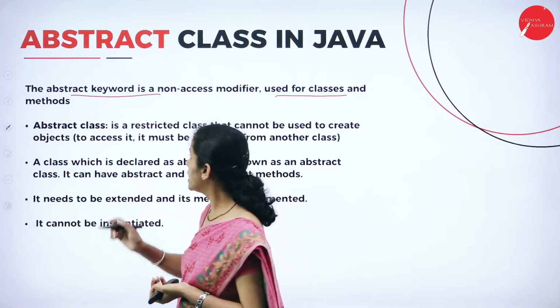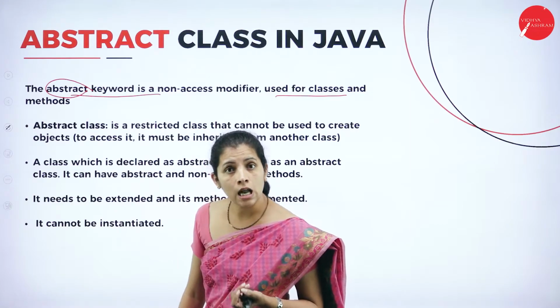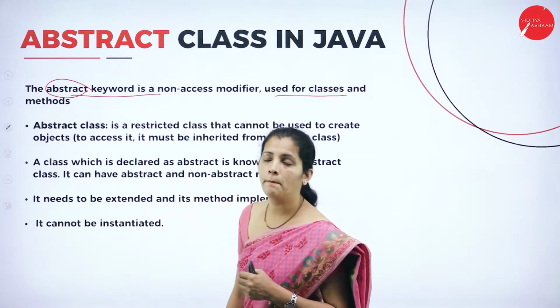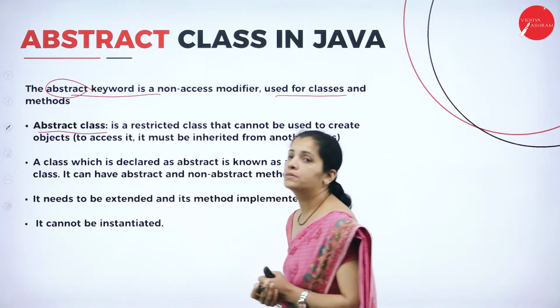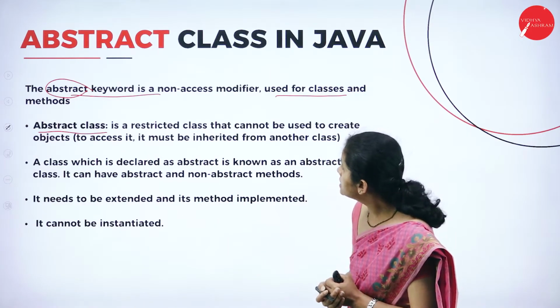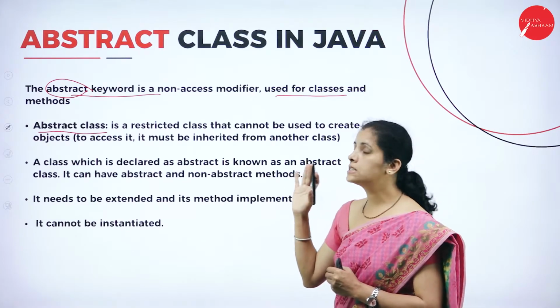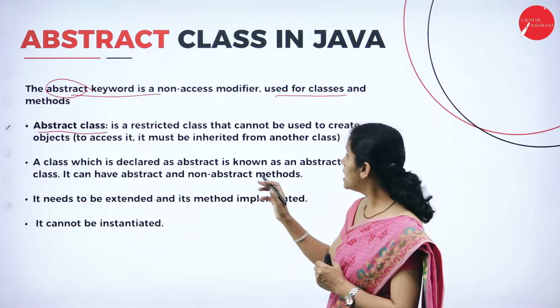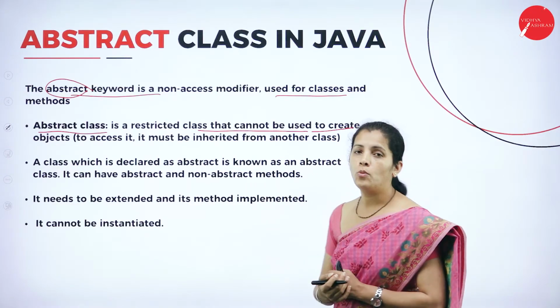That means I can use the abstract keyword with the class as well as with a method. So let's see what an abstract class is. It is a restricted class. So what is an abstract class? It is a restricted class that cannot be used to create an object.